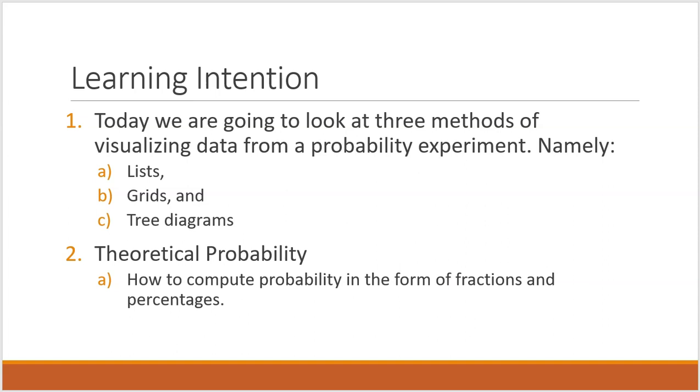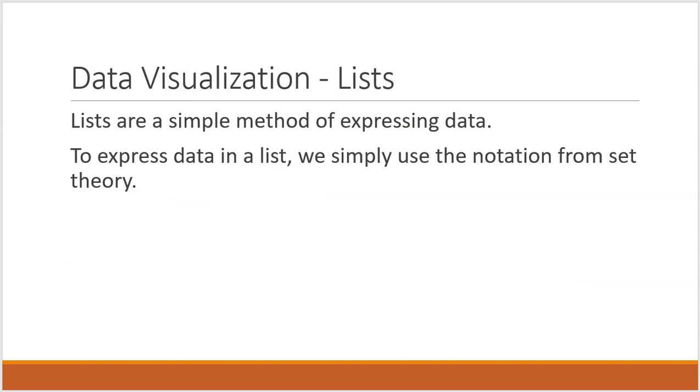In theoretical probability, we're going to learn the skills to express the probability of an event in the form of either a fraction or a percentage. Some of this is likely going to be revision for you, but I think it's a good idea to have a refresher on the topic because it is such an important skill to have in mathematics. I think it's worth making sure that everyone is up to speed and able to do this stuff. Now, jumping straight into it, the first data visualization we're going to look at today is lists.